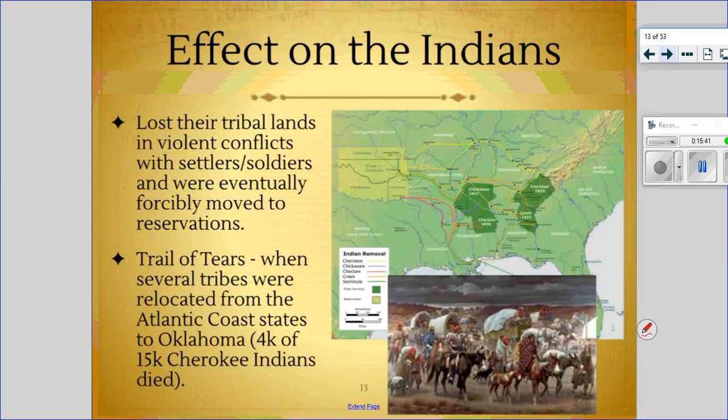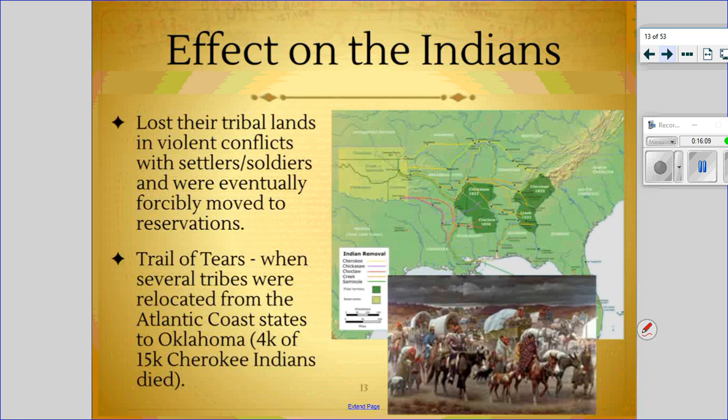How are Native Americans affected by all of this? They lose their tribal lands. They're wiped out in violent conflicts with both settlers and soldiers, and they're forcibly relocated to reservations over and over and over again. One of the most tragic episodes is the Trail of Tears. This is by Andrew Jackson. Andrew Jackson ordered the forcible relocation of Native American tribes from the Atlantic coast to reservation lands in Oklahoma.